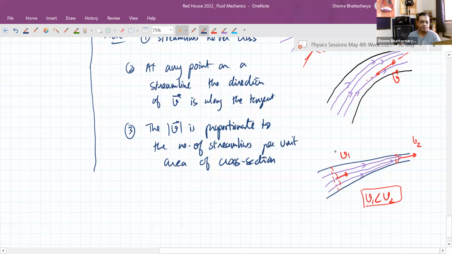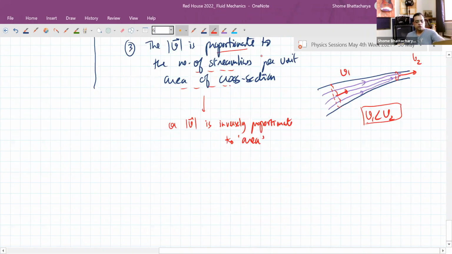जहाँ पे area ज़्यादा होगा वहाँ पे density कम है. So if density is less, then the velocity is less. So this statement is okay, that it is proportional to the number of streamlines per unit area of cross section. So in other words, it is inversely proportional to the area. Okay, so I hope these points are all clear.